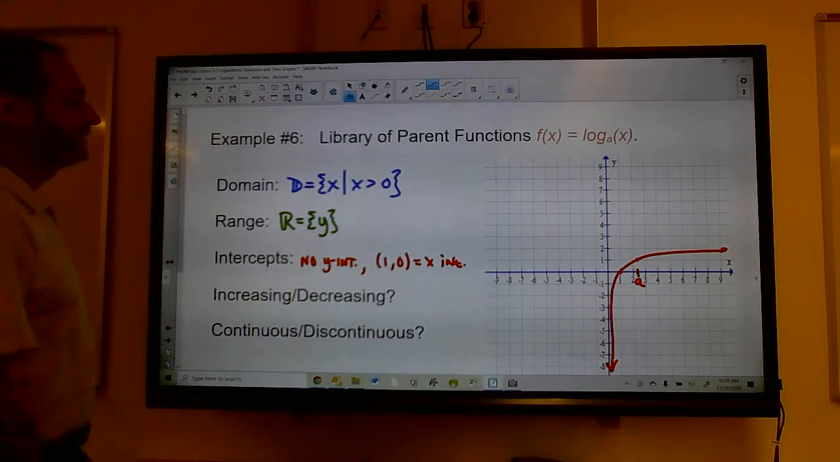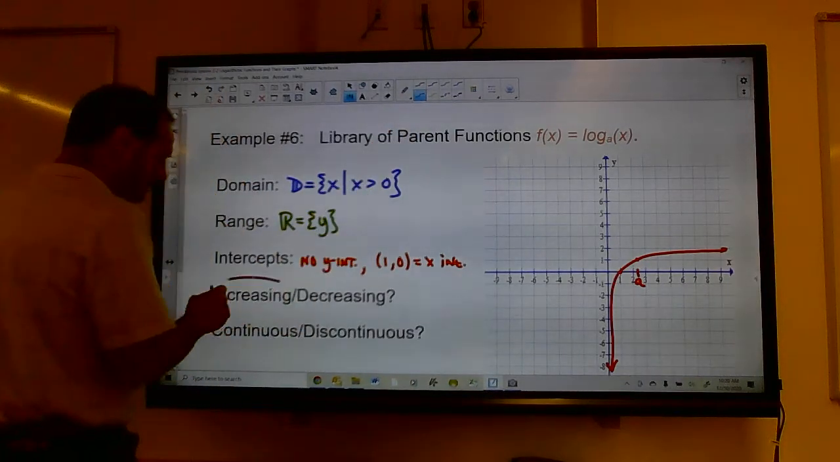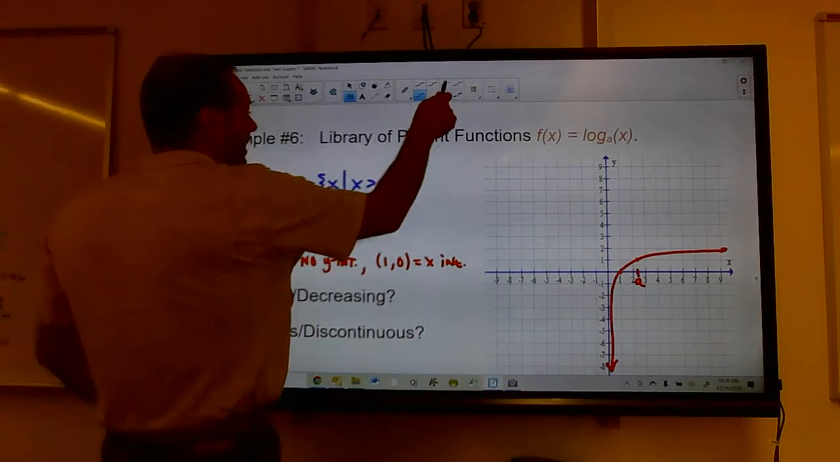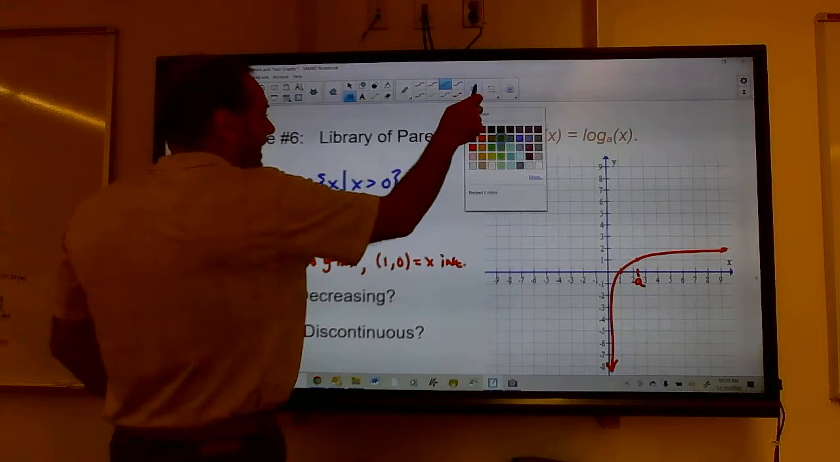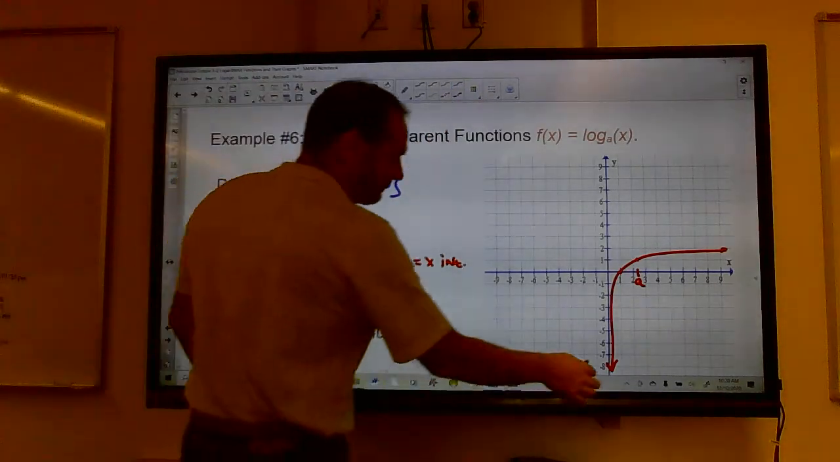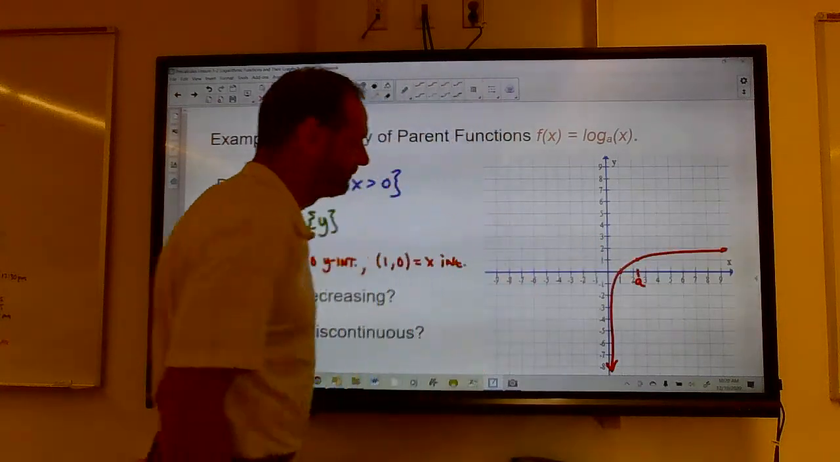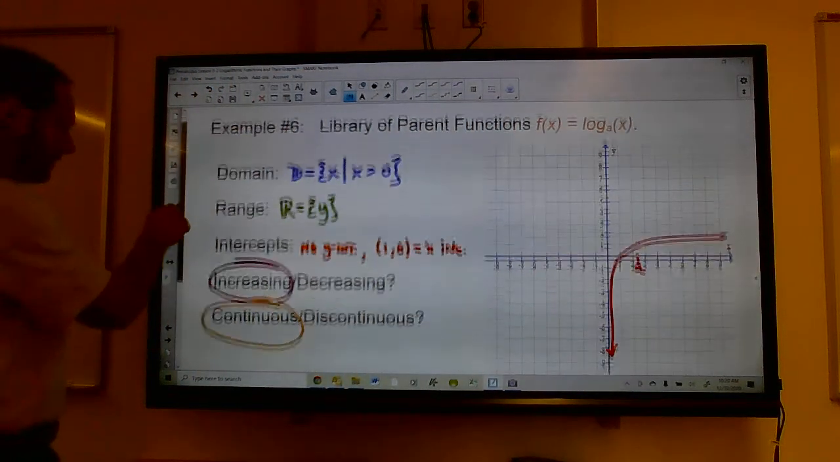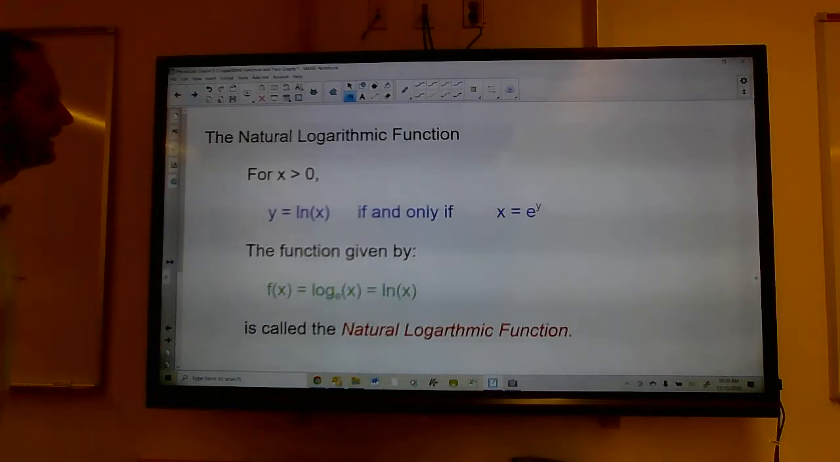This is definitely an increasing function. You can see this thing's getting bigger and bigger and bigger. And it's continuous. I can draw the whole thing without picking up my pencil. Okay, start right here. Draw the curve. Is there any more to this? Nope, that's it. All right, so let's move on.